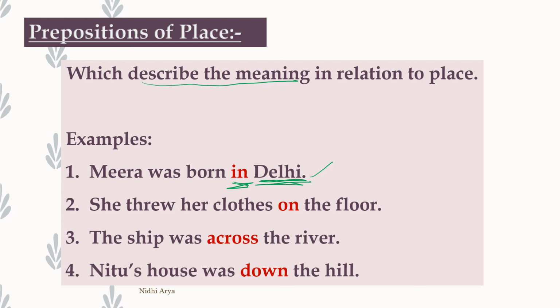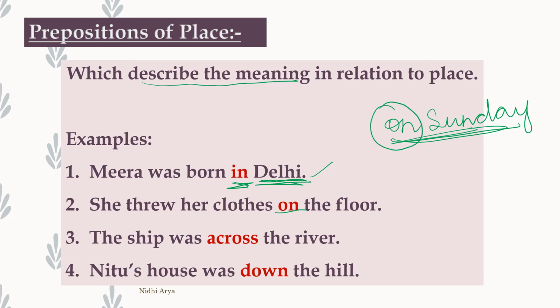She threw her clothes on the floor. If we saw that example on Sunday, in that sentence this on was a preposition of time. In this sentence, it is the preposition of place. So they can be used in place of each other, and they can be used in different sentences also.